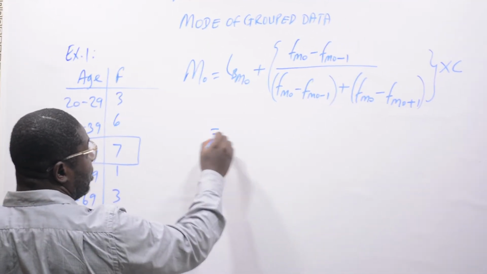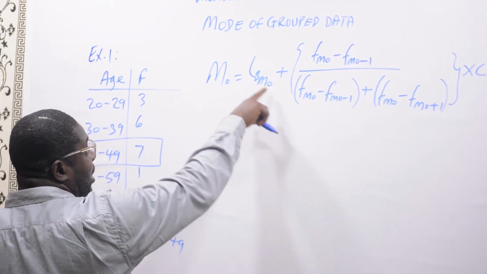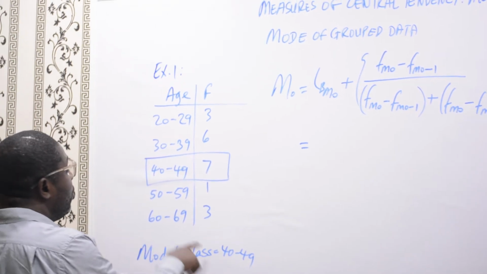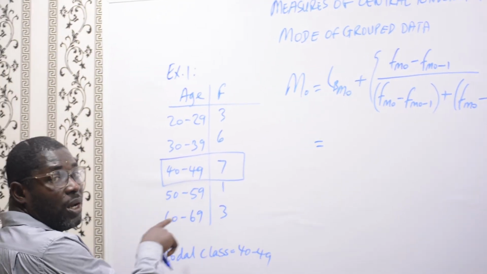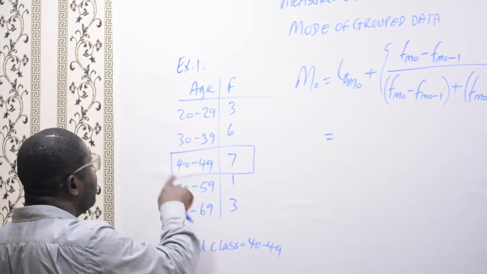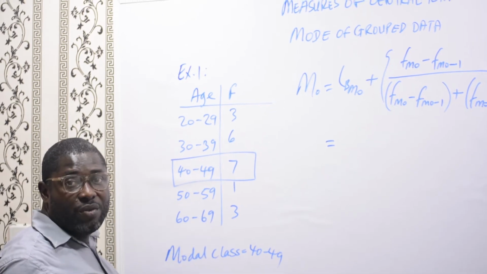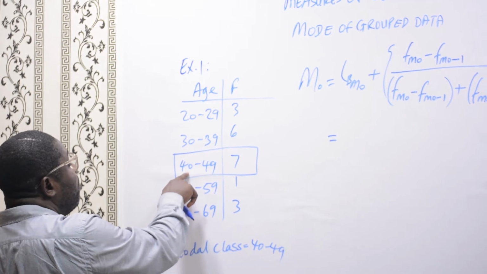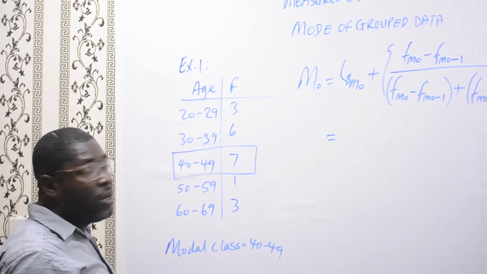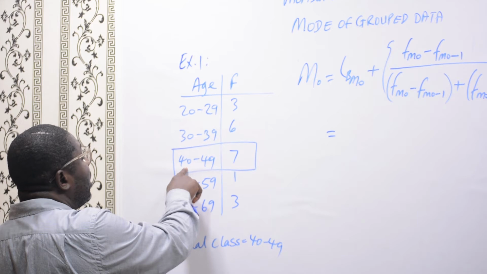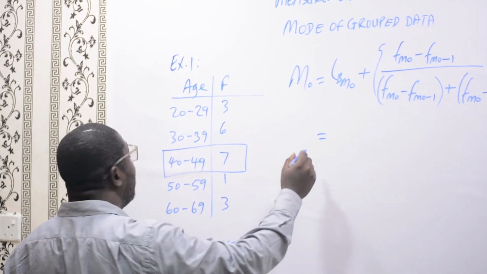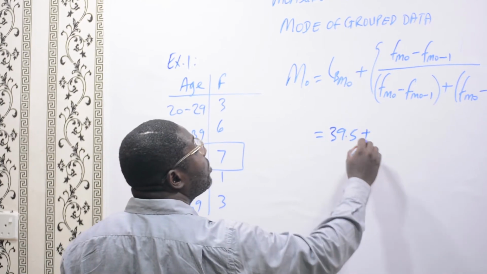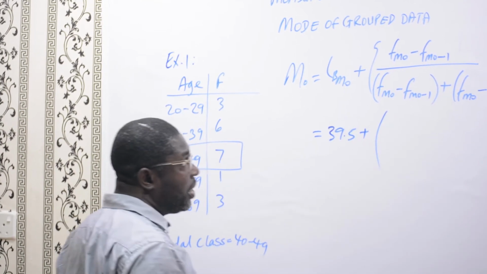So let's now plug in these values. The lower class boundary of the modal class, since we have identified 40 to 49 as the modal class, will be 39.5. How do you get 39.5 again? It's going to be the lower class limit of the modal class minus 0.5. So this will be 39.5 plus, we'll open the bracket here.